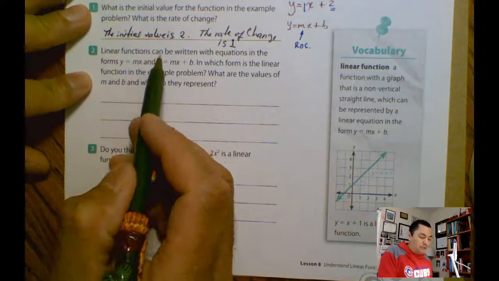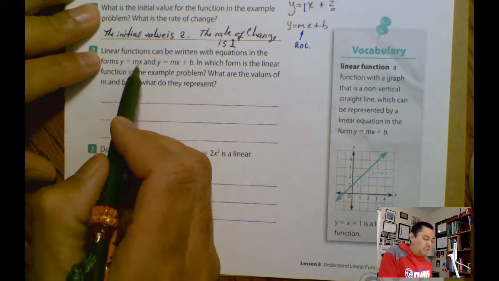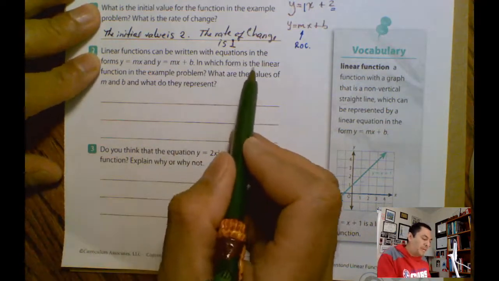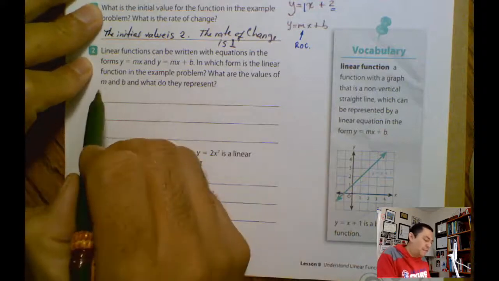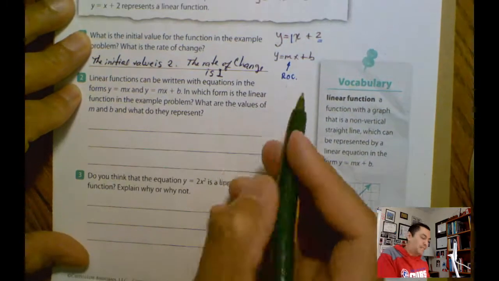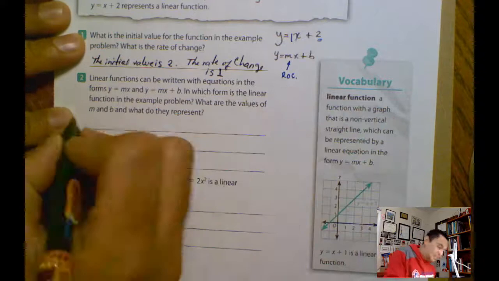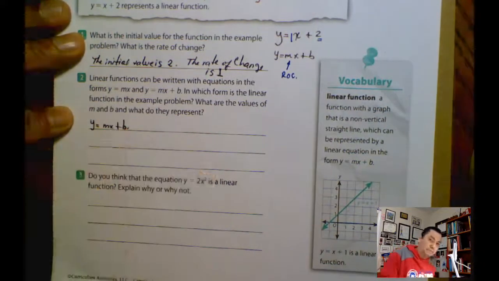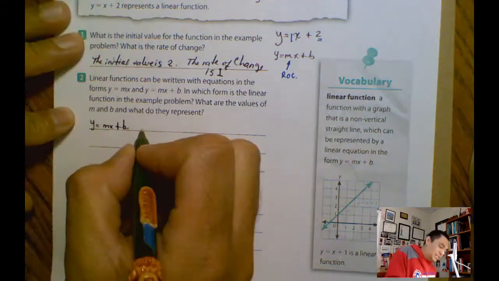Linear functions can be written with equations in the forms y equals mx and y equals mx plus b. Which form is the linear function in the example problem? What are the values of m and b? What do they represent? I mentioned it. So in this case it is y equals mx plus b. That's the form.